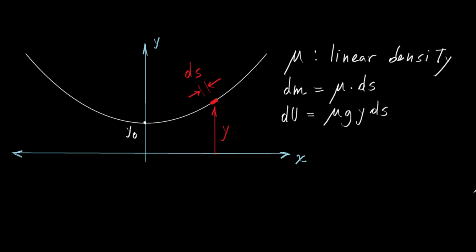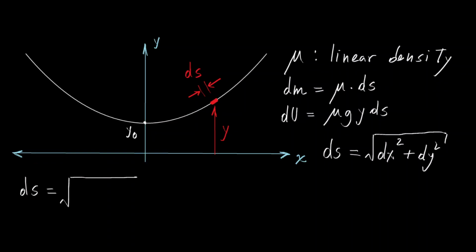I will delete these little arrows here. So that's again the gravitational potential energy of this small portion of the cable. It's worth remembering that the length element of the cable can be written, simply using the Pythagorean theorem, as the square root of dx squared plus dy squared. This can be rearranged a little bit: if we multiply inside the square root by dx squared and divide by dx squared, we can write it as follows.